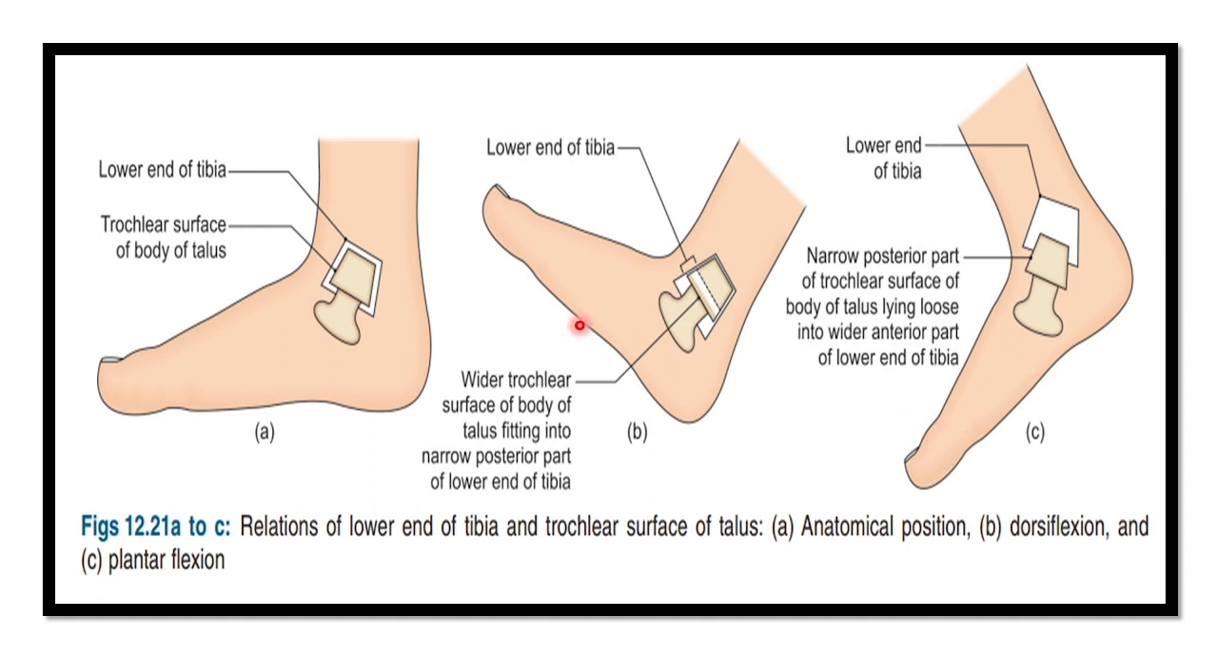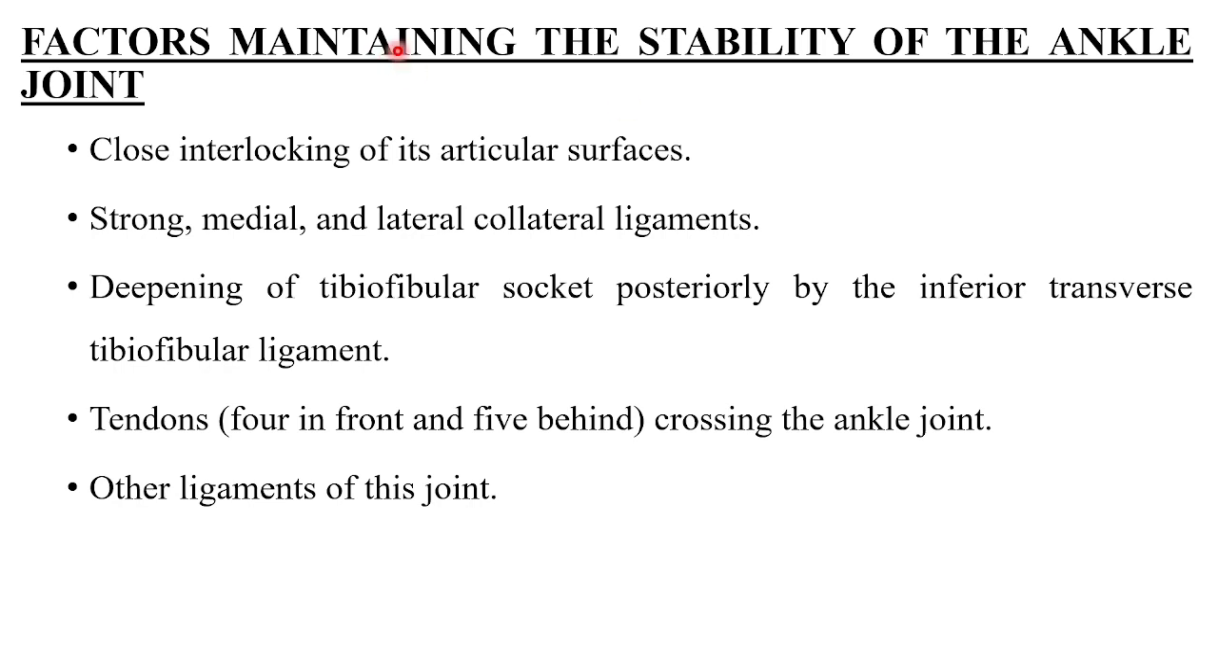This is because of the proper fitting of the trochlea within the mortise. That's why dorsiflexion is more stable and plantar flexion is less stable in ankle joint movement. Coming to the factors maintaining the stability of the ankle joint.